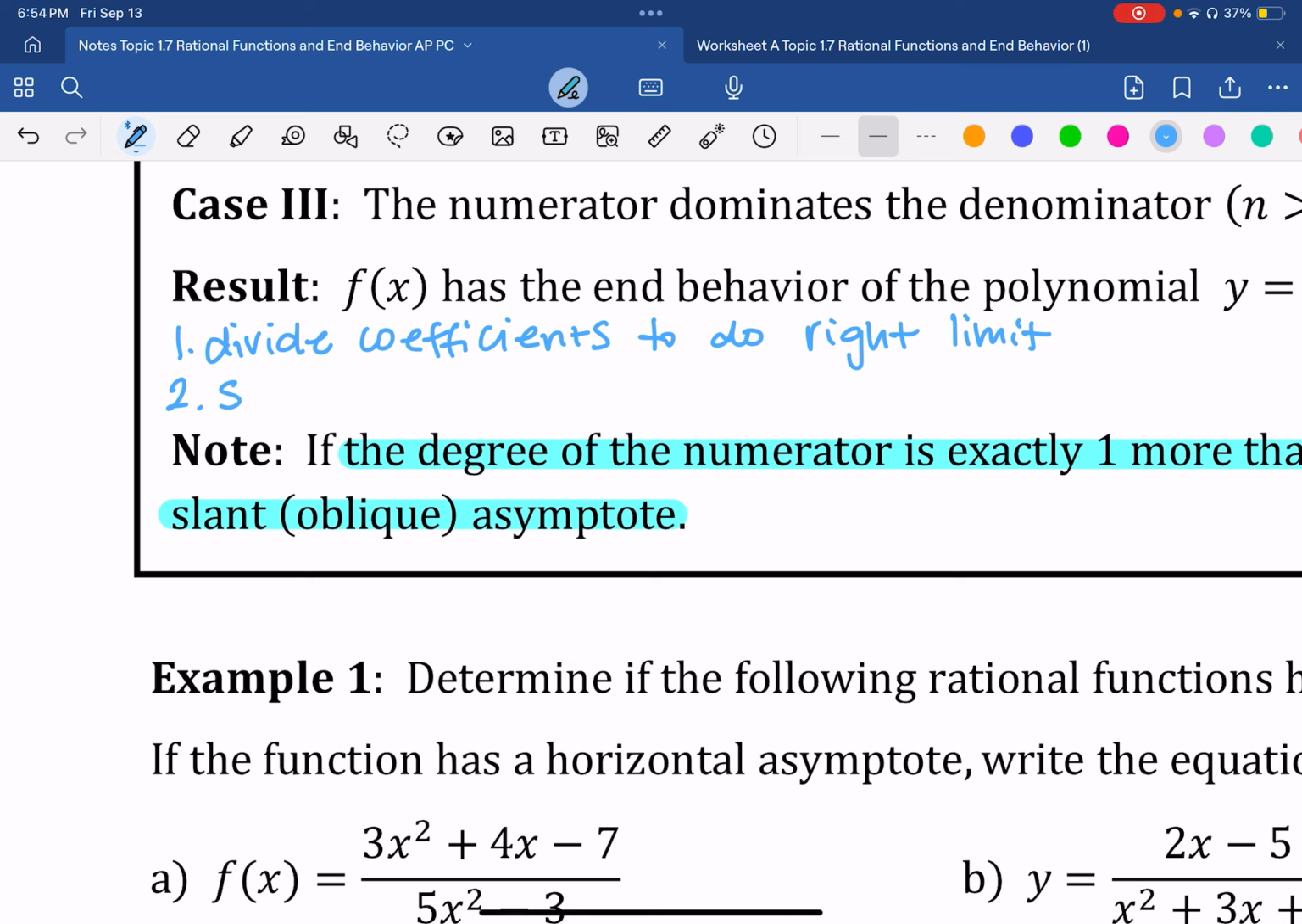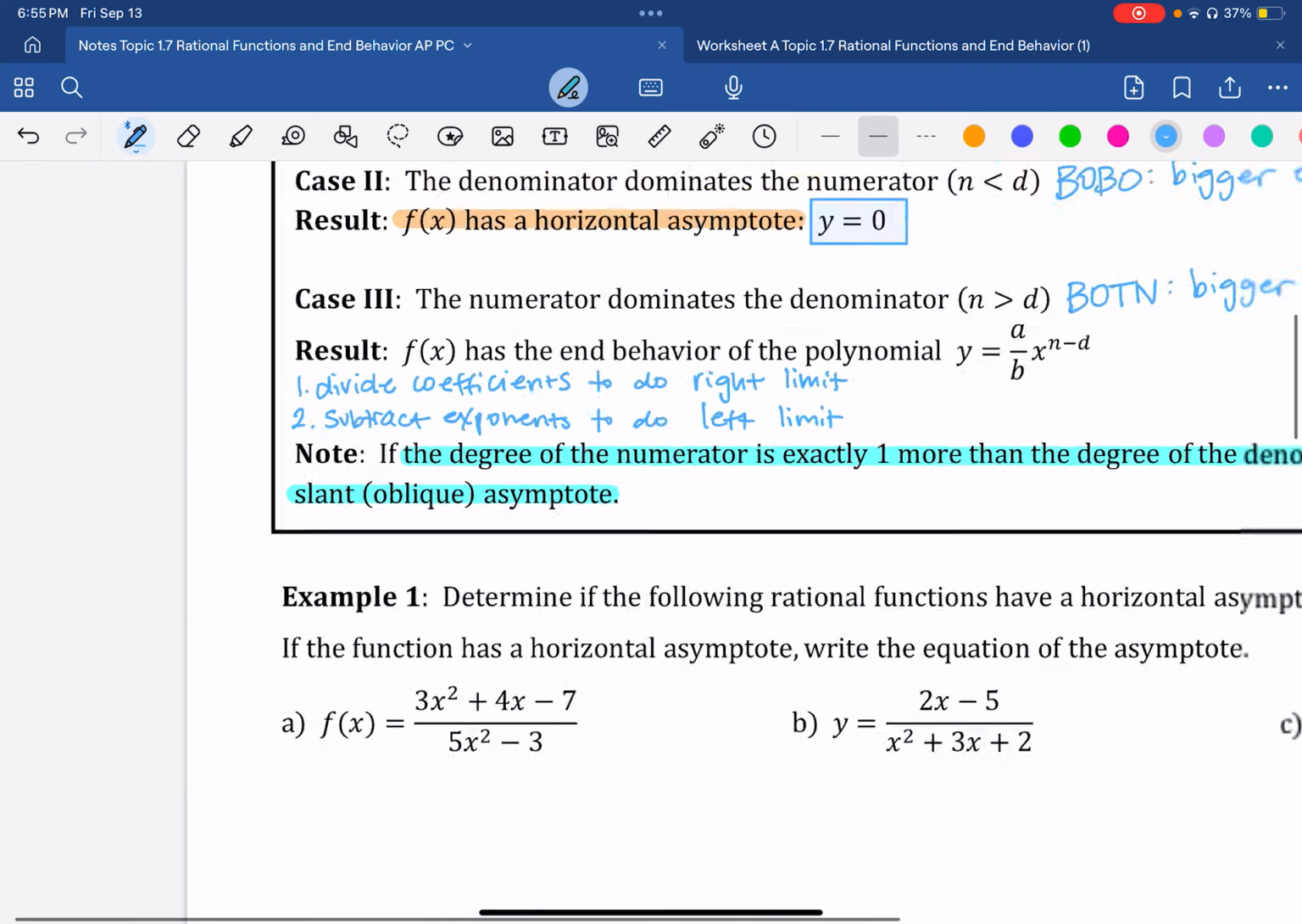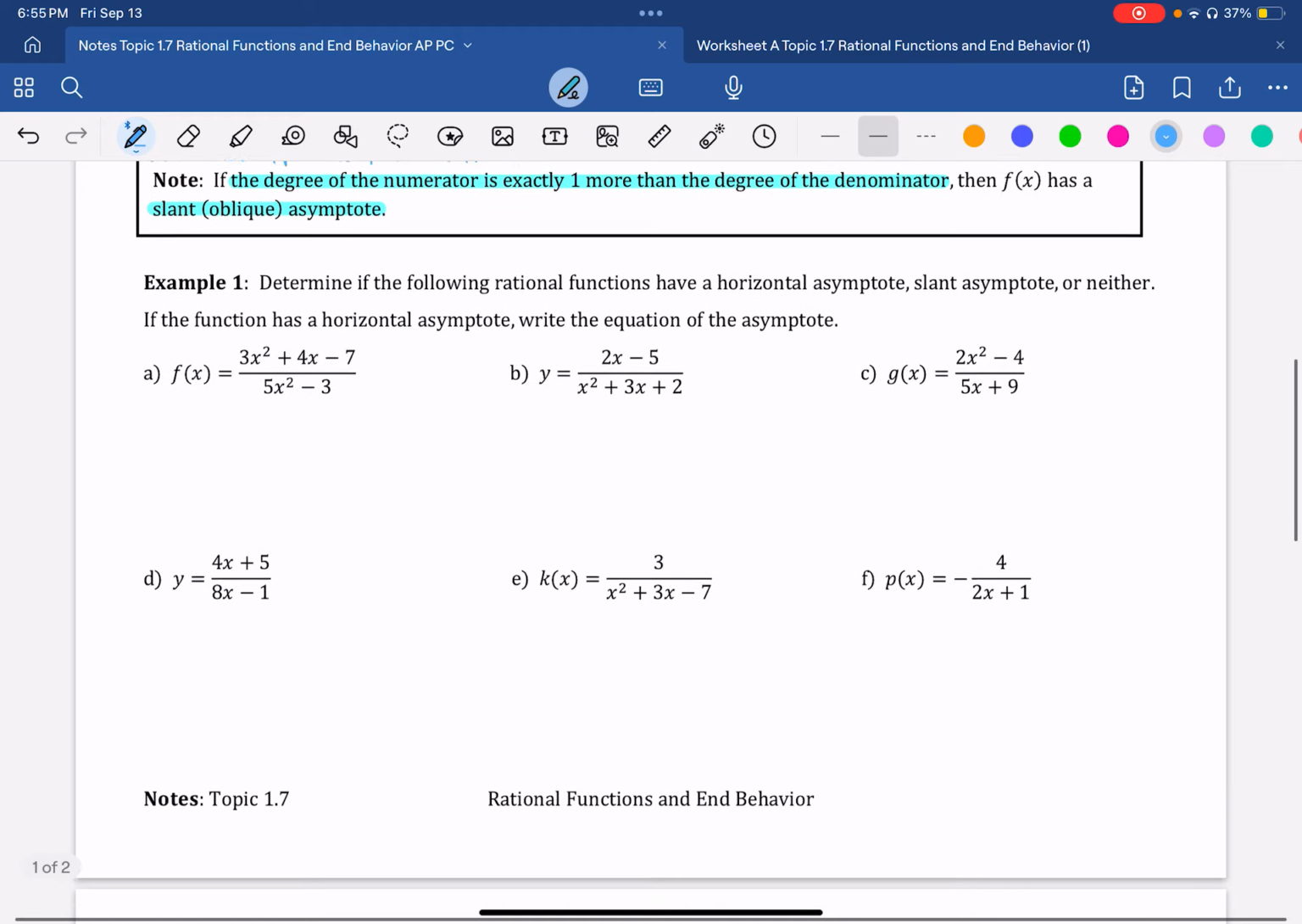After that, you're going to subtract your exponents to do your left limit. Remember, if your degree is even, they're the same on both sides, and if your degree is odd, it's opposite. Okay, so we'll do some examples in a little bit.